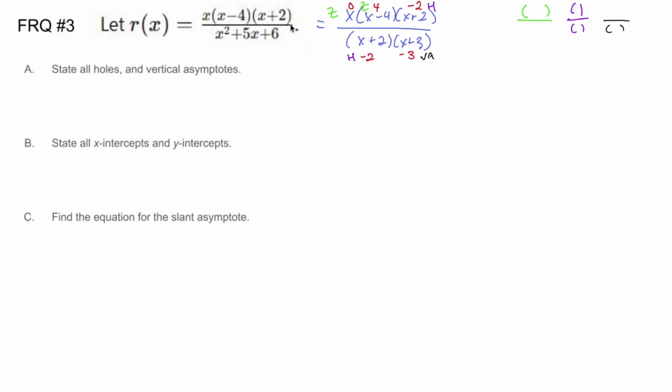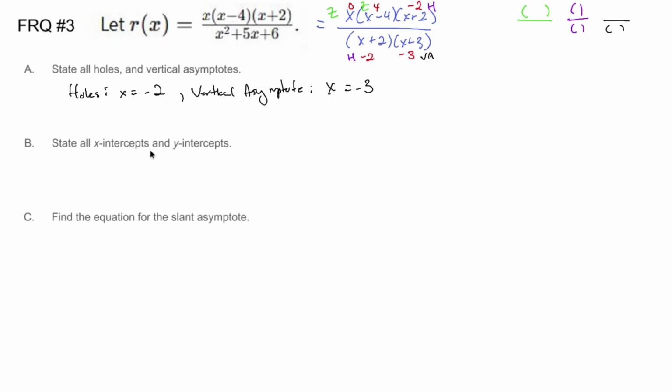Anything that's in the denominator all alone is going to be a vertical asymptote, so negative 3 is a vertical asymptote. Now when we throw multiplicity in here, that changes the game slightly, and you have to worry about which one's more dominant, the top or the bottom, but it seems like we don't have to worry about multiplicity at all. All right, so to answer A, state all holes: my hole is going to exist at x equals negative 2, just one of them. And my vertical asymptote is going to live at x equals negative 3.